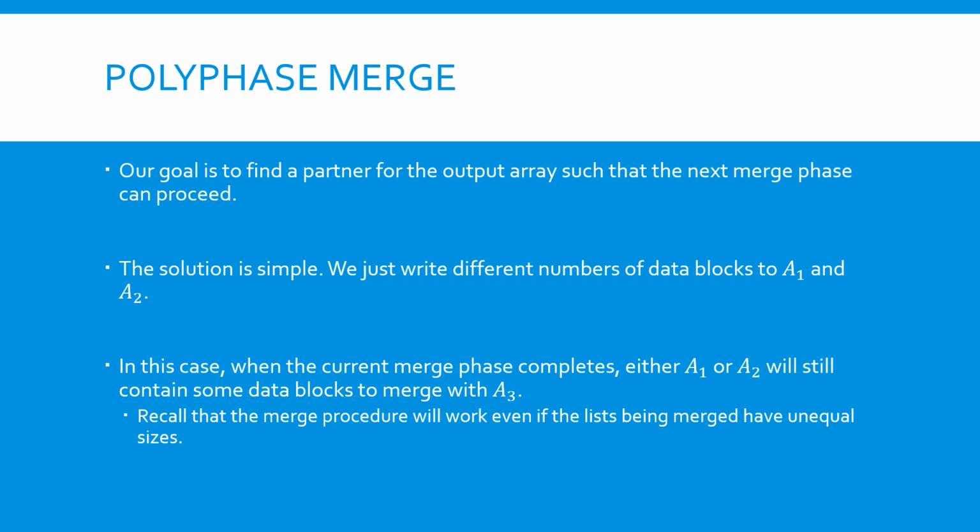The solution is simple. We can write different numbers of data blocks to the input arrays A1 and A2. Say we write more blocks to A1 than A2. Since the merge phase consumes the same number of data blocks from A1 and A2, A1 will still hold some data blocks after the merge phase. A1 can thus serve as the partner of the output array A3 and together be merged in the next merge phase. Of course, each data block in A1 may contain fewer elements than that in A3. Luckily, the merge procedure will work even if the 2 input data blocks have unequal sizes.